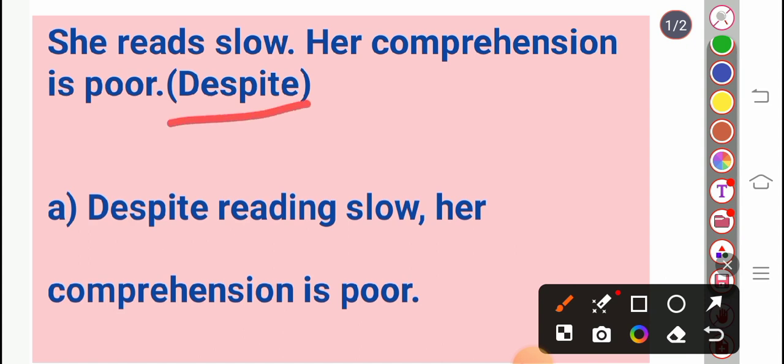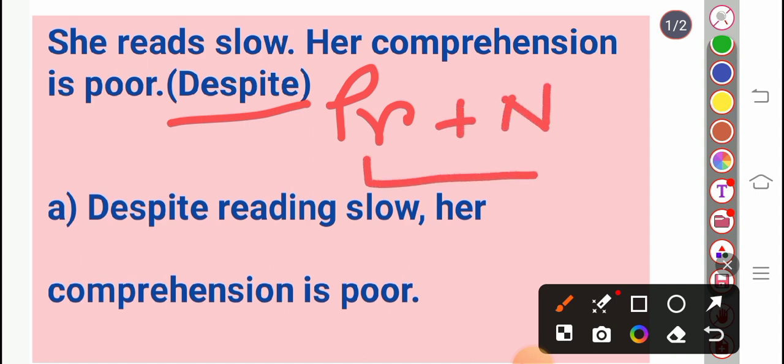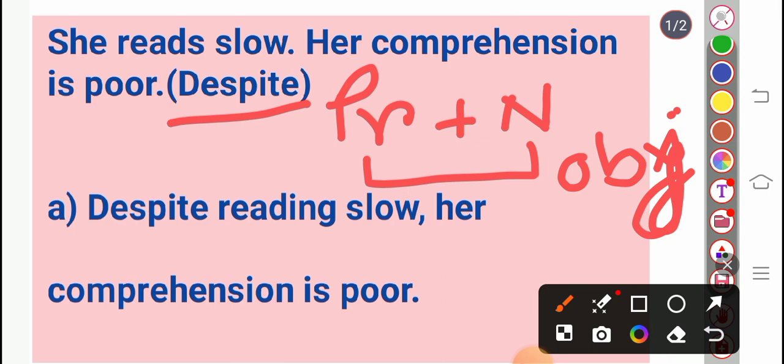Now, my dear friends, if we think about the part of speech of despite, it is purely a preposition. So obviously after a preposition we have to provide a noun which will be the object of this preposition, because after a transitive verb and after a preposition we always have to provide its object. So this is our first target, and here the verb is read.